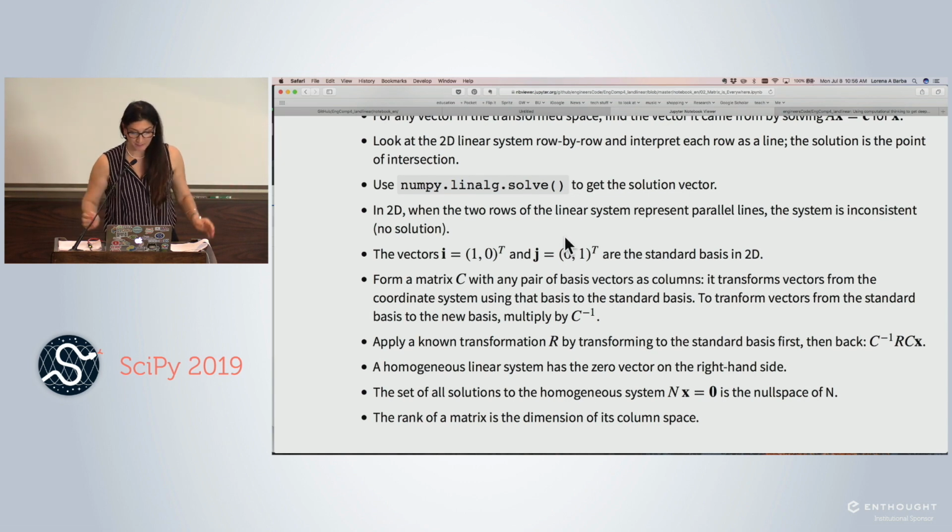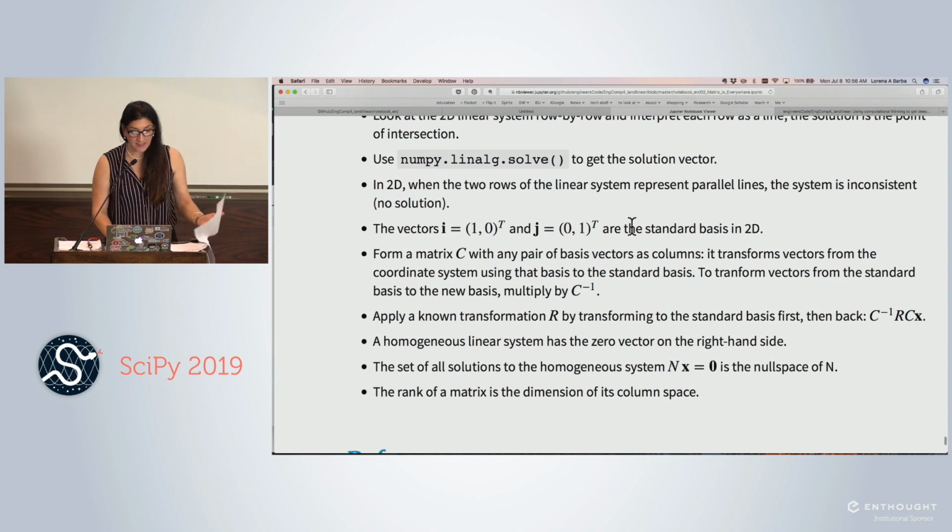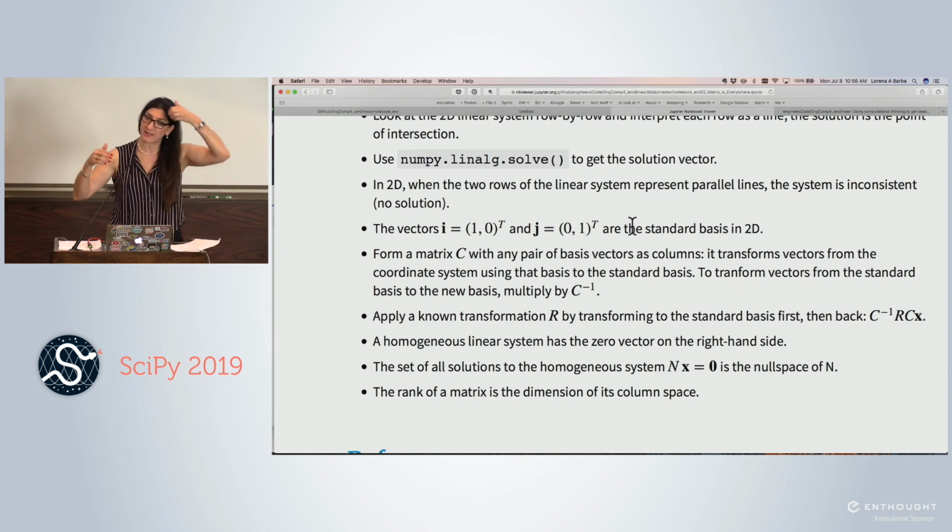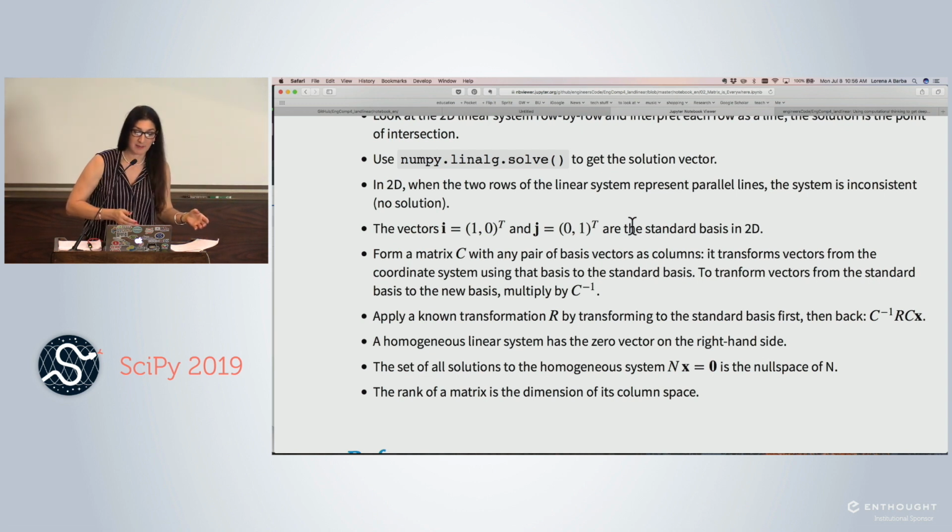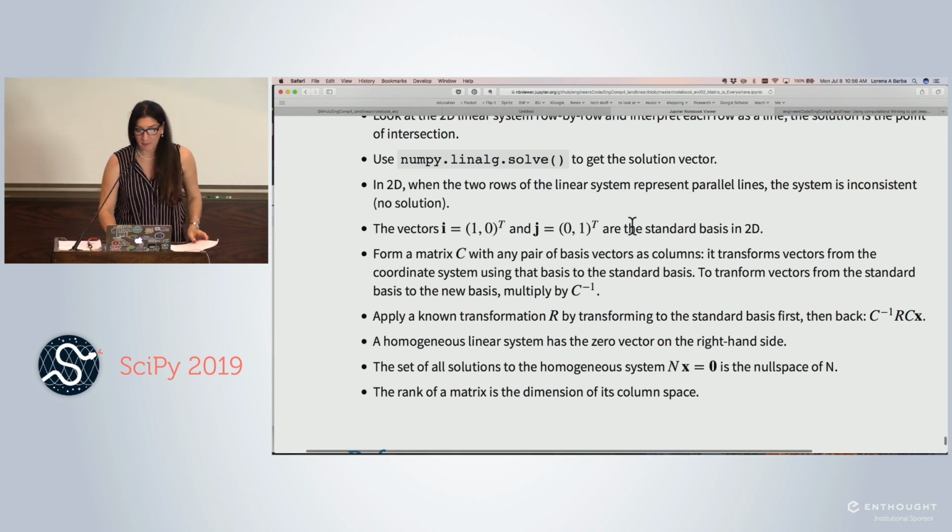There's no solution. I and J are the standard bases, and we can form a basis, form a matrix with any 2 pairs of bases, and then it transforms vectors from the coordinate system using that basis to the standard basis. So C inverse transforms the vectors from the standard basis to the new basis. We can apply a known transformation by transforming from one base to another, which means composing 3 transformations.